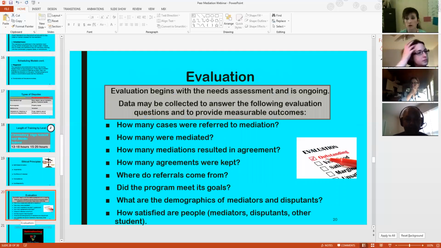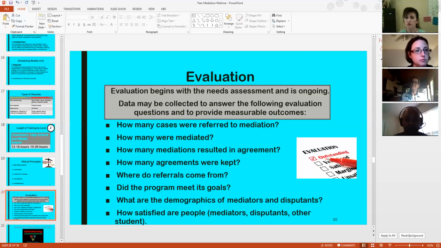It needs to be ongoing from the beginning to the end. I try to do a formal evaluation, but lots of informal evaluations with the students, with the administration, with the teachers, to find out what's going well, what's not going so well. And here's a list of questions that at the end of the year, or sometimes at the end of the semester, we will ask. For instance, we want to know how many cases were referred, how they were mediated, and did they result in agreement, like Kristen was talking about.